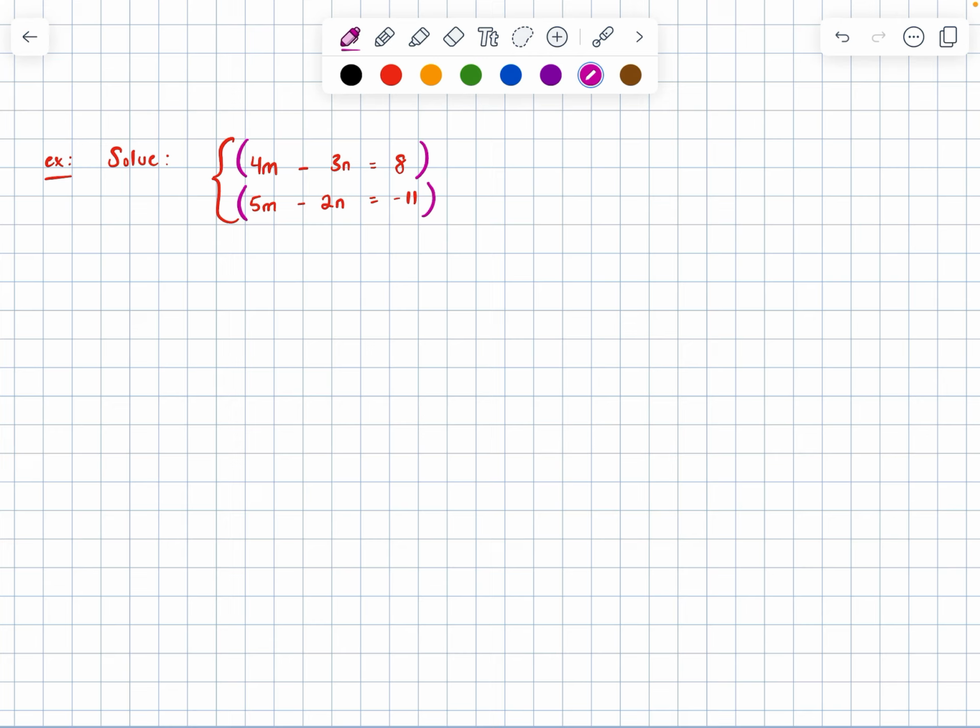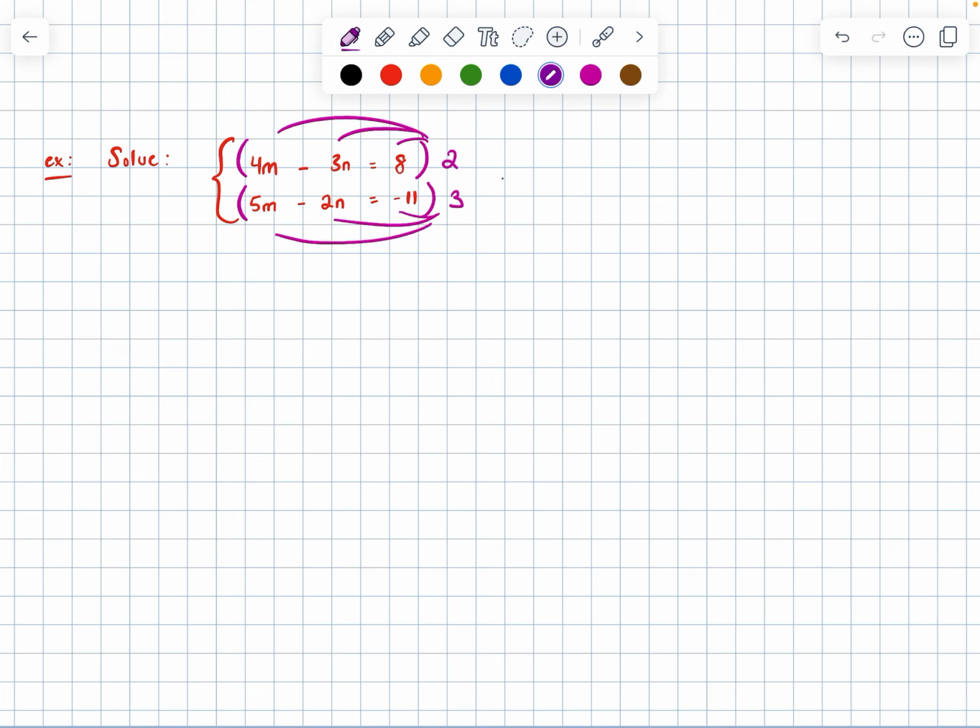Between 4 and 5 and 3 and 2, multiplying to get 6 out of 3 and 2 is probably the easiest option. So to turn the 3n in the top equation into a 6n, let me multiply the top by 2. To turn the 2n in the bottom into a 6n, I'm going to multiply the entire equation by 3.